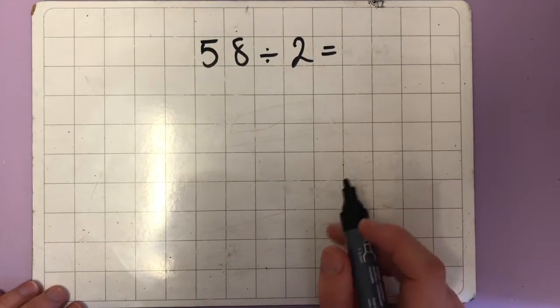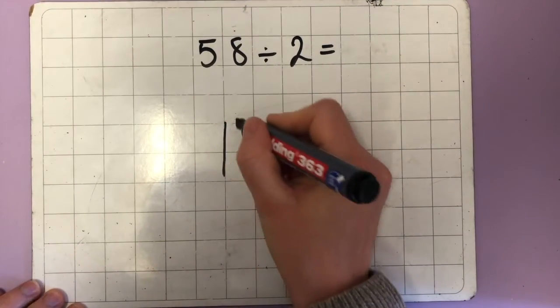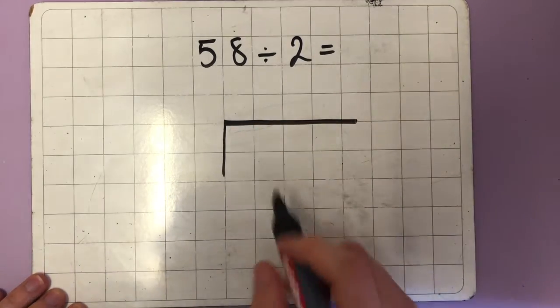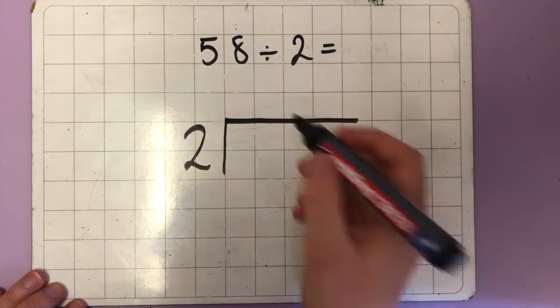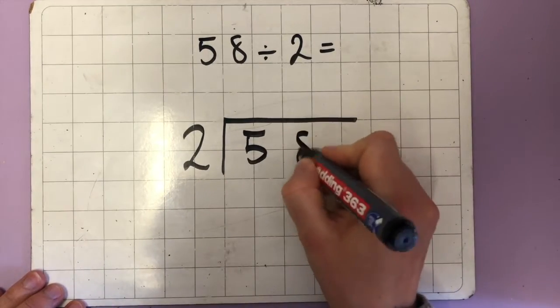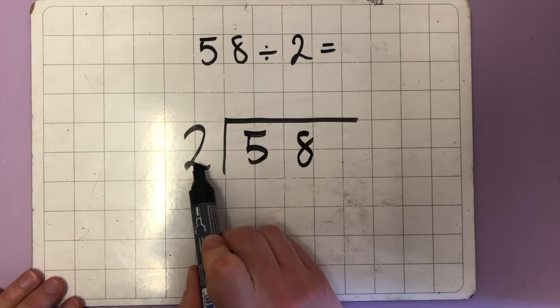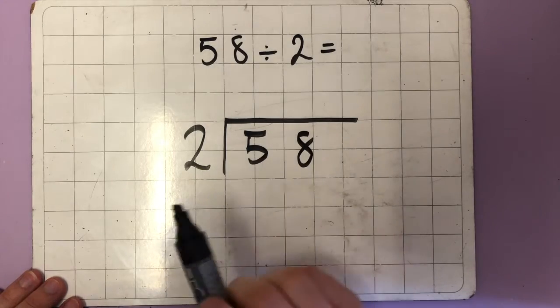Right, let's have a go at using bus stop method to find out the answer to 58 divided by 2. So the first thing I do is I draw my bus stop. We're dividing by 2, so that goes on the outside, and 58 goes on the inside. So remember, we're thinking about how many 2's go into each number.